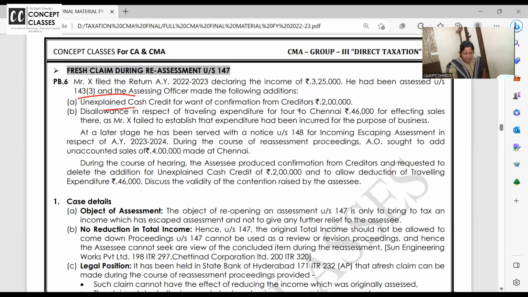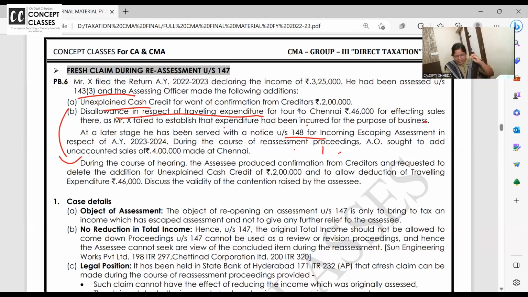Second, disallowance in respect of traveling expense for tour to Chennai. Mr. X fails to establish that expenditure business के लिए था. पता चला आप चेन्नई होके पौंडीचेरी घूमने चले गए, and you are showing that expense as your business expense. So you need to prove. So for this, at a later stage, he served a notice of 148, and during the course of reassessment, AO sought to add this. See, this is such a ridiculous thing.